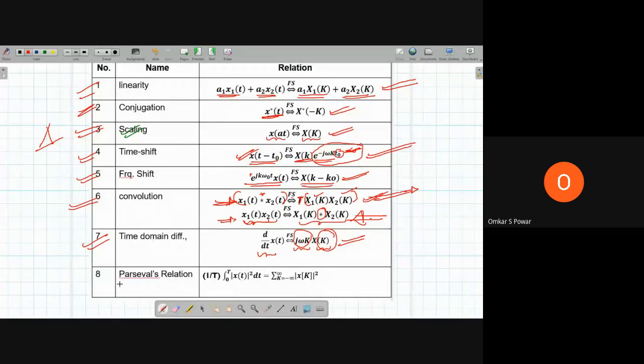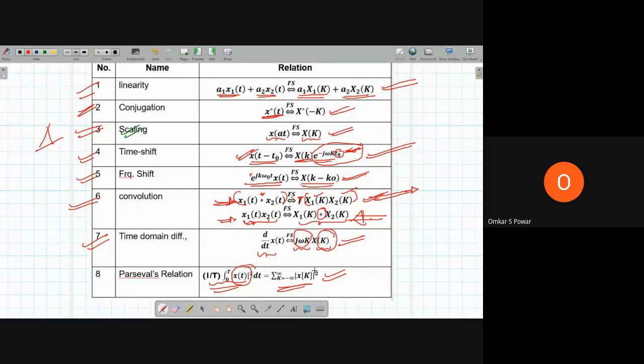According to Parseval's theorem, the left hand side, whatever you can see, this 1 by T integral 0 to T mod x of t the whole square dt. So the left hand side of the above equation is the average power of the continuous time signal x of t, because mod x of t the whole square is there. So you are taking the average power of the signal, and the right hand side is nothing but the summation of your Fourier coefficients. So if you want to get the average power of your continuous time signal, if you add and square your Fourier coefficients, that is more than enough.